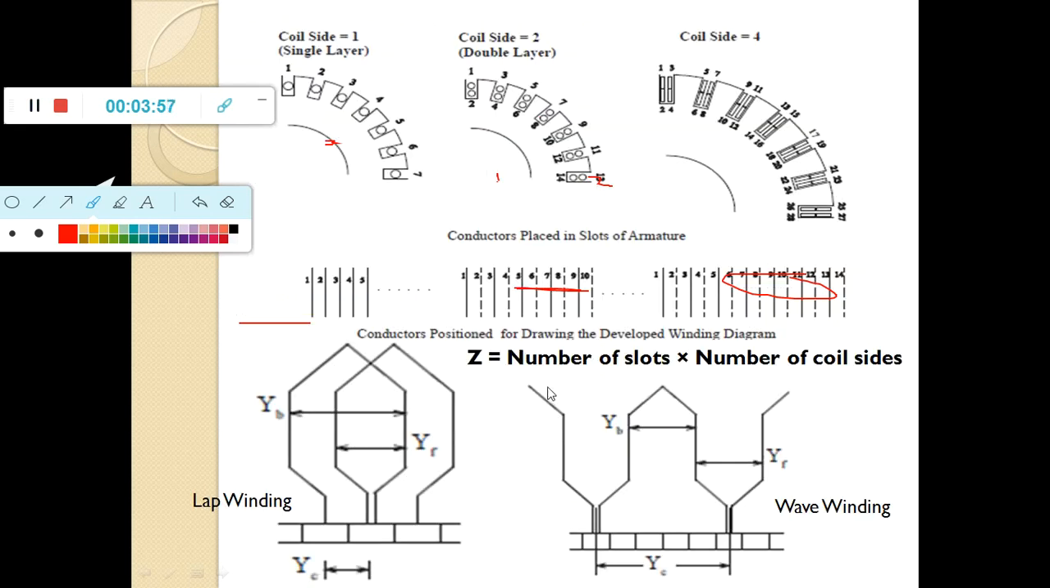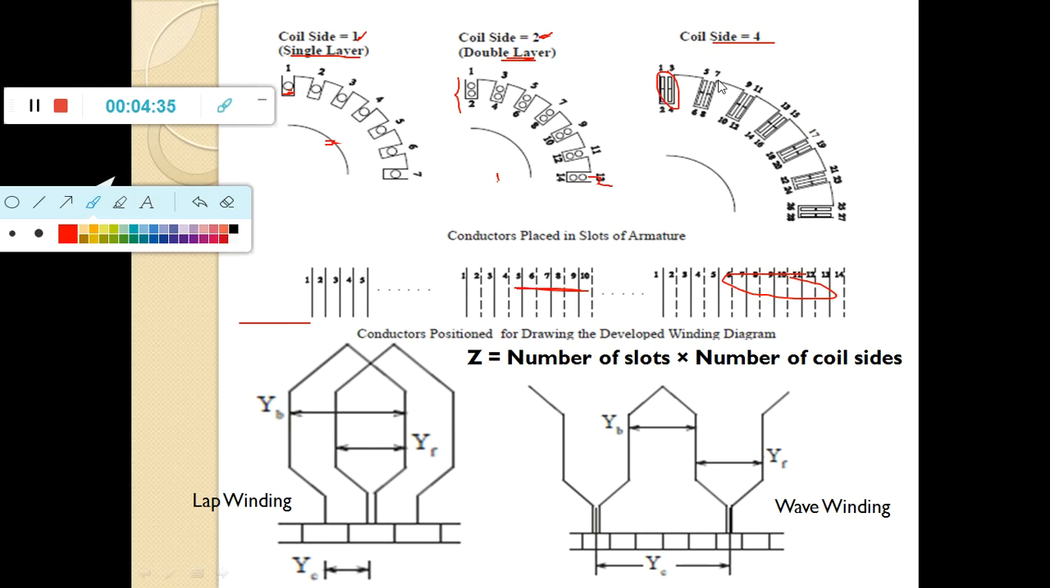As I already said, the conductors are usually placed within the slots. Here in this figure, we have only one conductor in each slot. That's why it is called single layer, and therefore the coil side is equal to 1. Here in each slot we have two conductors, so the coil side is equal to 2, and this type of arrangement is called a double layer. Here you can also see that we have 4 conductors in a single slot, so the coil side is equal to 4.